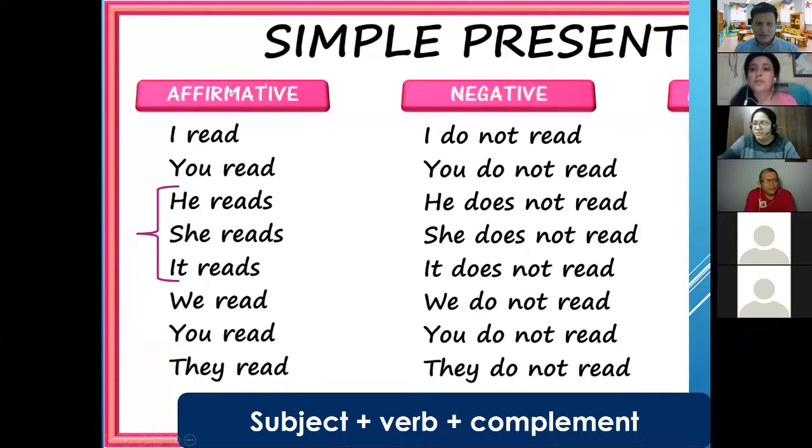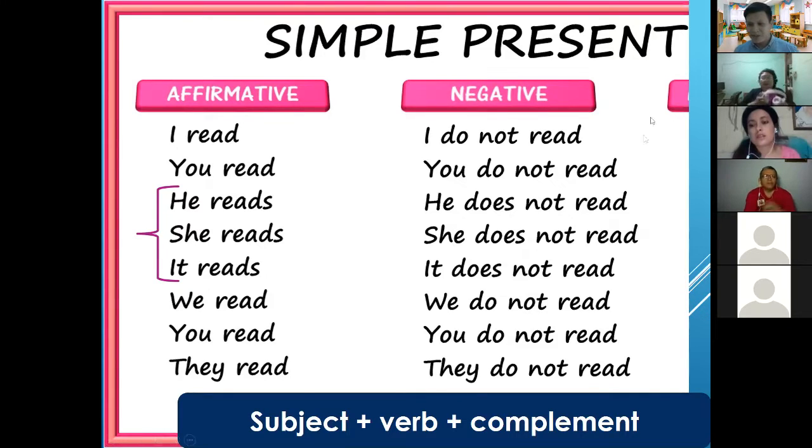Okay, this is affirmative. Entonces, now we are going to pass to negative form. Vamos a pasar a la forma negativa. Para decir una oración simple, solo agregamos do not. Pero si ustedes ven las terceras personas, ¿qué pasa? Does. Se le agrega la S. We mentioned that sometimes we add S. Algunas veces agregamos la S. And sometimes we add ES. Y algunas veces es. Muy bien.